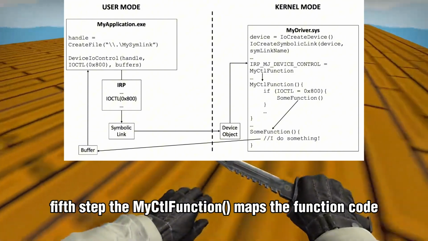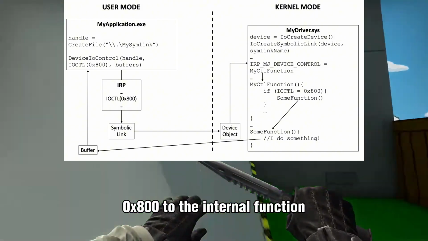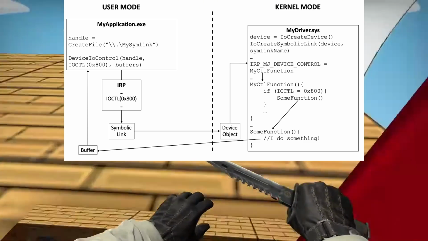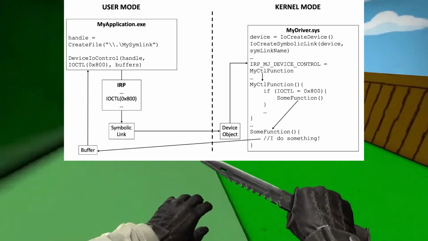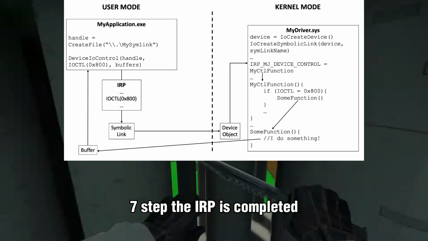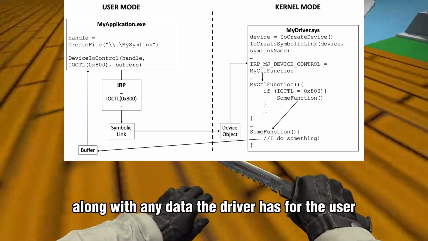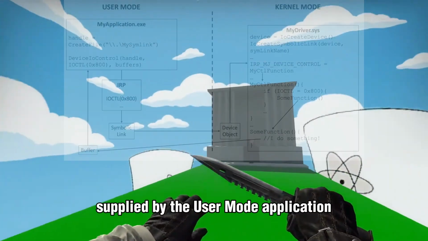Fifth step: the myCTL function maps the function code, 0x800, to the internal function, the sum function. Sixth step: the sum function executes. Seventh step: the IRP is completed, and the status is returned to the user along with any data the driver has for the user in the output buffer supplied by the user mode application.